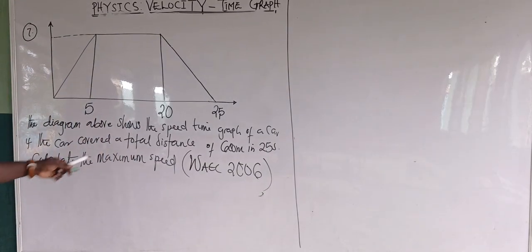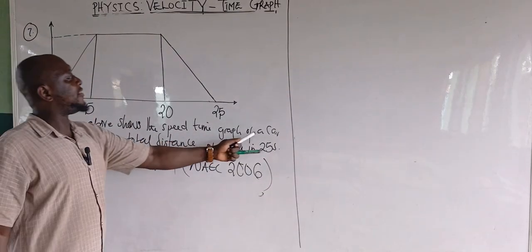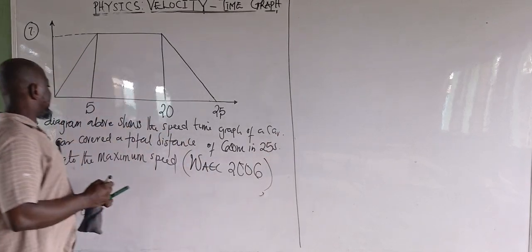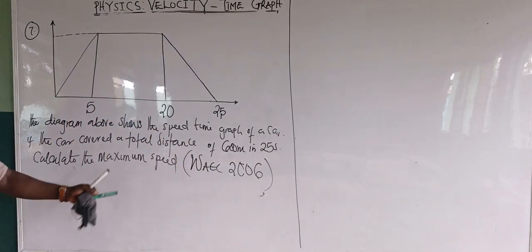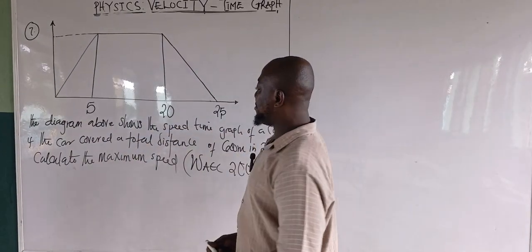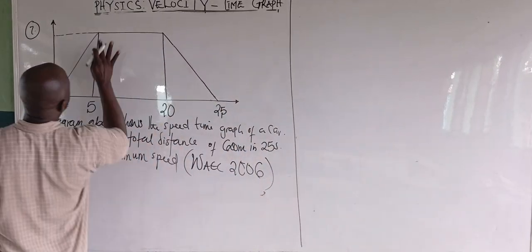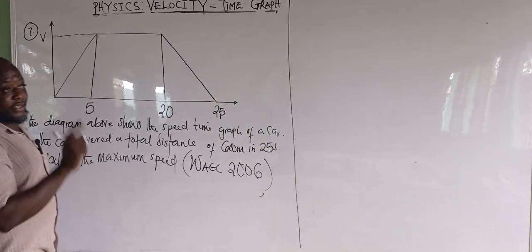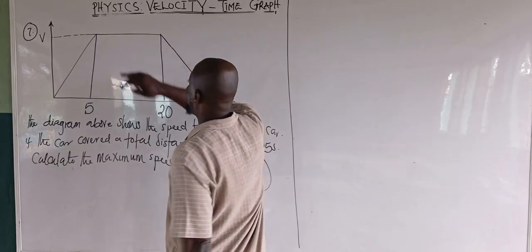We are told that the diagram above shows the speed time graph of a car. If the car covered a total distance of 600 meters in 25 seconds, calculate the maximum speed. I already told you, observe here, we are not given V. So observe the way we found our V the first time. We are going to combine everything here.